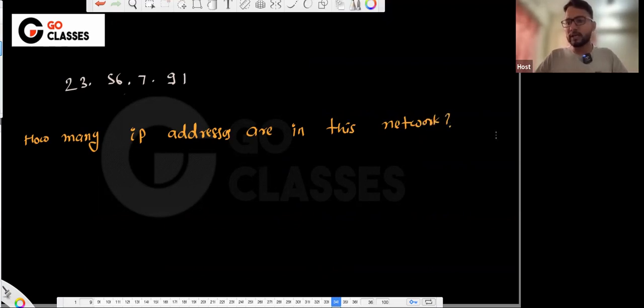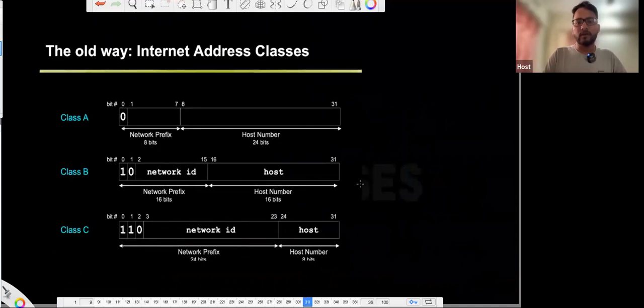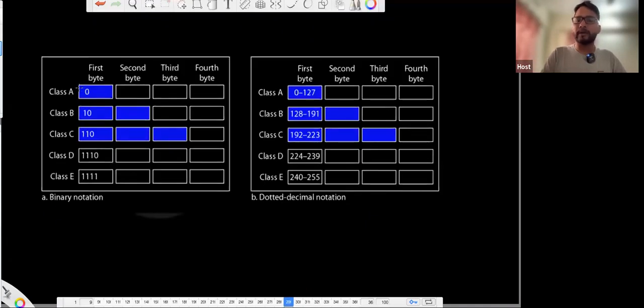So how many IP addresses are there in this network? Okay, Tejas is asking, sir, can you please repeat how to find which class an IP address belongs to by seeing the decimal number directly? See, we have classified based on the bits. Now if the first bit is 0, then the other bits in the first byte could be all zeros to all ones. If you put all zeros, it will be 0. If you put all ones, it will be 127.